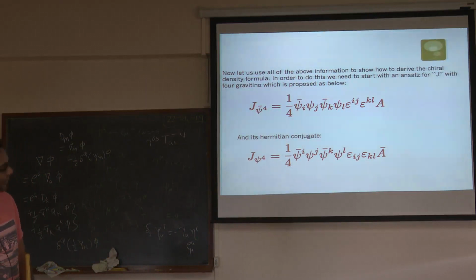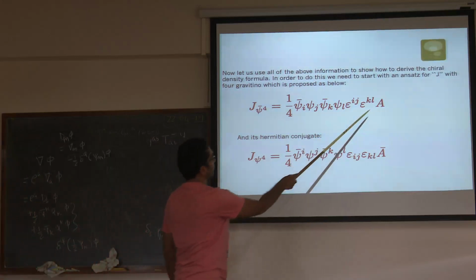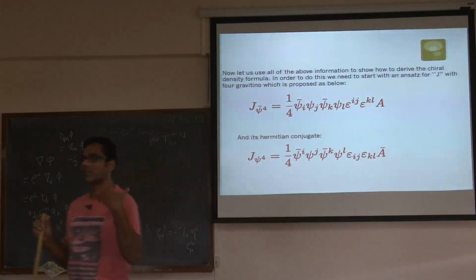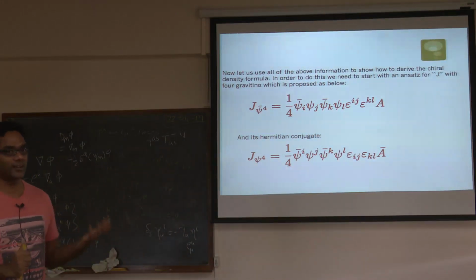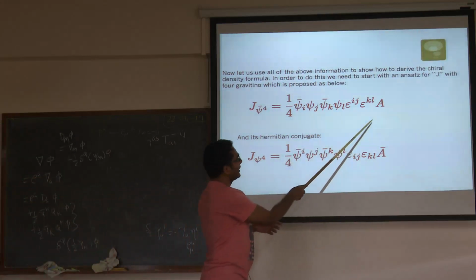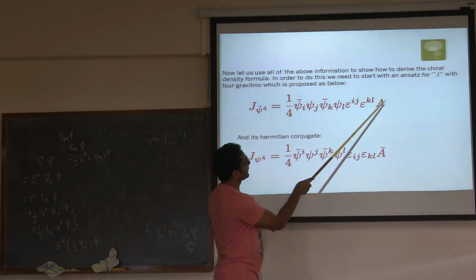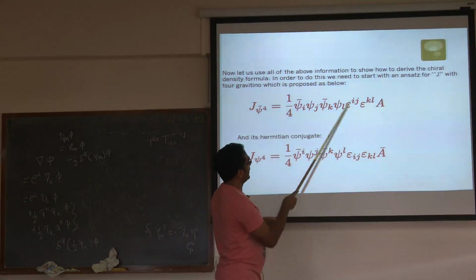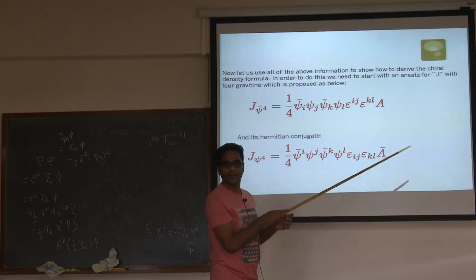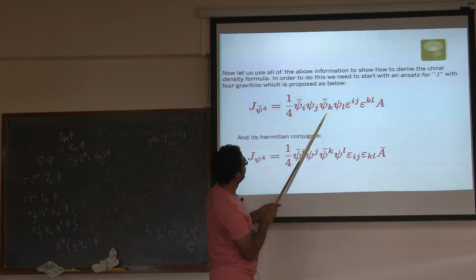Now we know the properties of this composite object under Weyl transformation, chiral transformation, SU(2) transformation, Lorentz transformation, and we also know that this has to be S invariant. This has to be S invariant because under S transformation the psi goes to a Weyl-Bein. The psi goes to a Weyl-Bein.